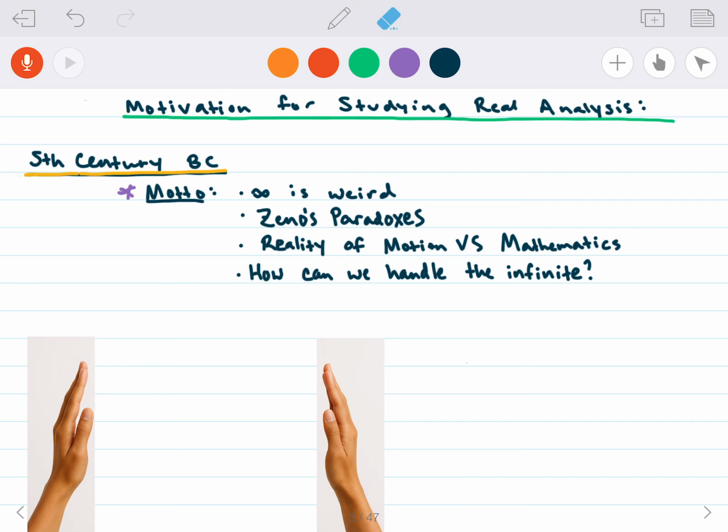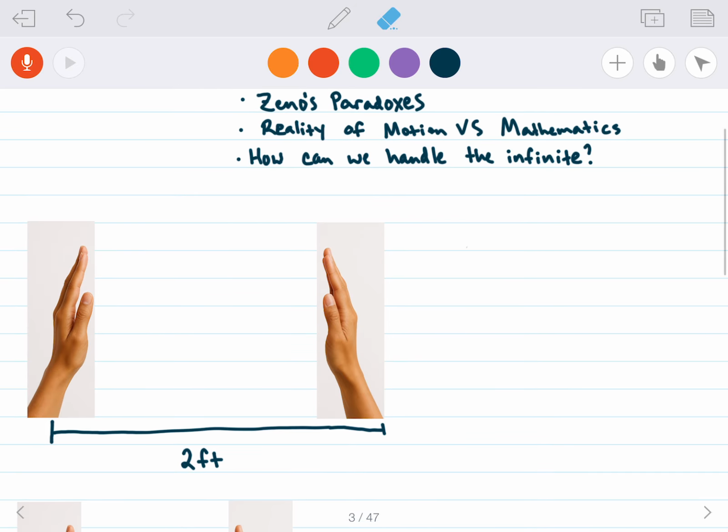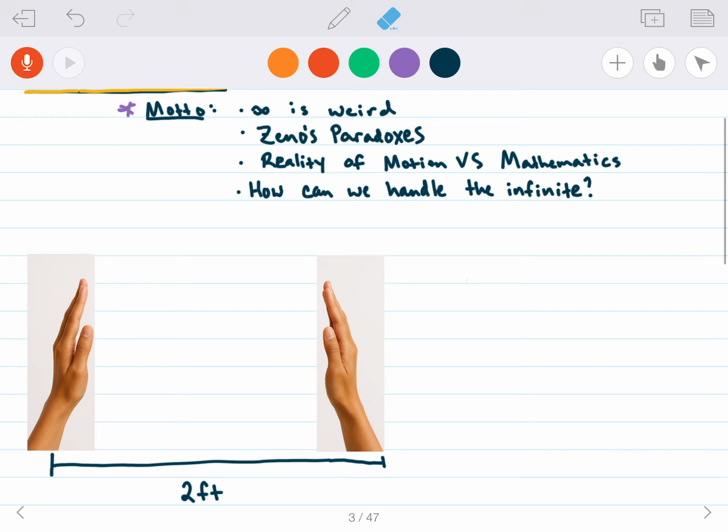Okay, so why did people start studying analysis to begin with? Well, in the 5th century BC, Zeno posed a list of paradoxes to show people how strange infinity behaves. One of my favorite versions of the paradox is the clapping hands version. People usually talk about the one with the tortoise and the hare, and actually I think that's the one in the textbook, but I really like this one better.